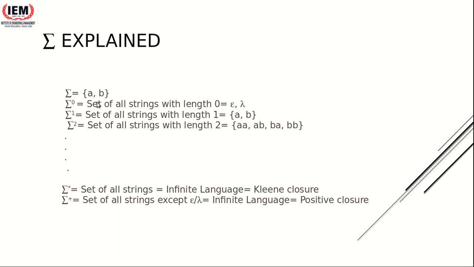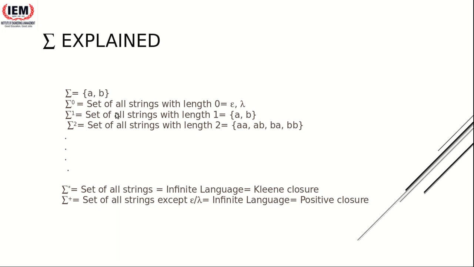Sigma to the power 0 is the set of all strings with length 0. Sigma to the power 0 is a very special notation which represents all the strings in our language with length 0, which is again represented as lambda or epsilon. Either lambda or epsilon represents all the strings with length 0. Next, sigma to the power 1 is the set of all strings with length 1. So if A comma B is my alphabet set, and I have to consider all the strings with length 1, then what will be the strings?